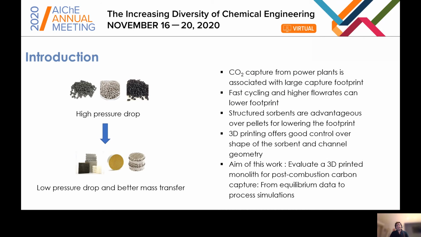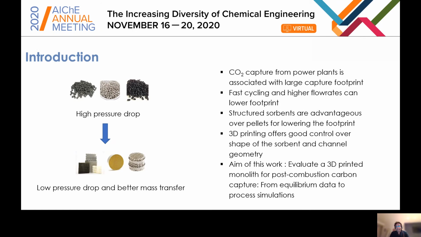We all know that the main challenge of CO2 capture from power plants is the large capture footprint. And if we want to bring down this footprint, then we must do fast cycling and operate the cycle at higher flow rates. If we take a packed bed, the main challenge at high flow rates is the high pressure drop. So consequently, we need to do more work to overcome this pressure drop. As an alternative, we can think about structured sorbents because they have the potential to bring down the pressure drop and improve the mass transfer.